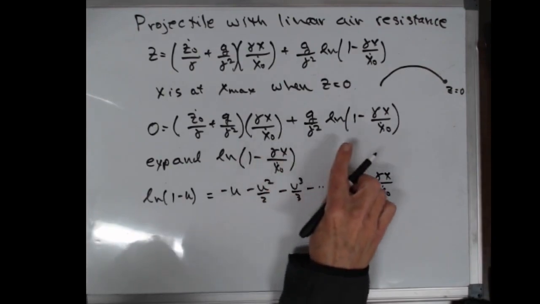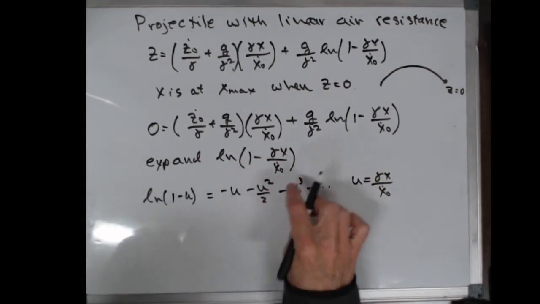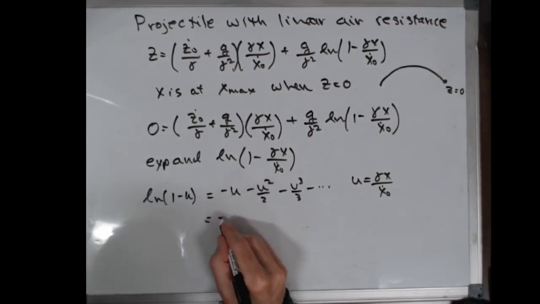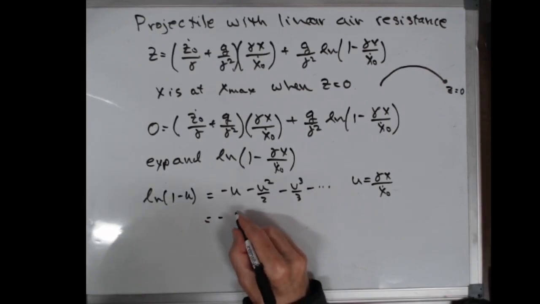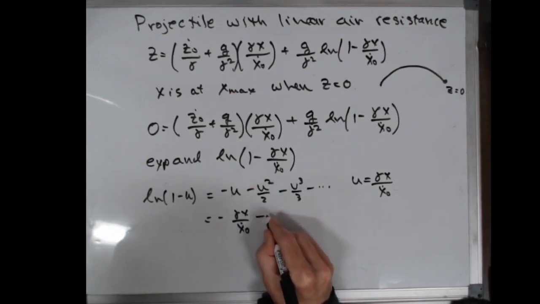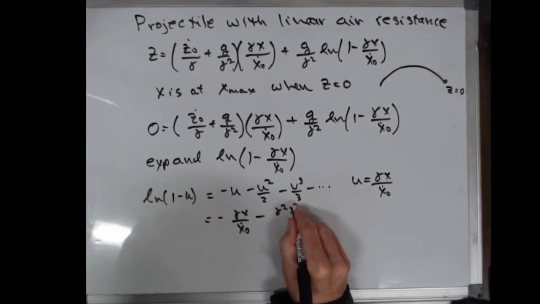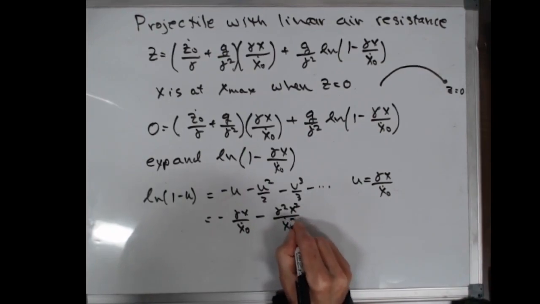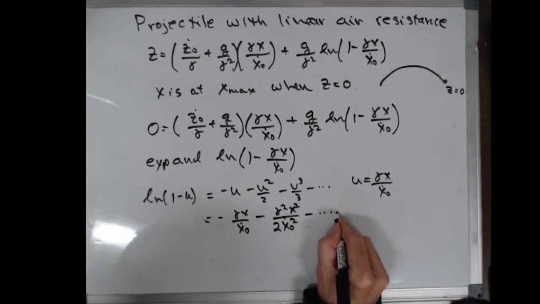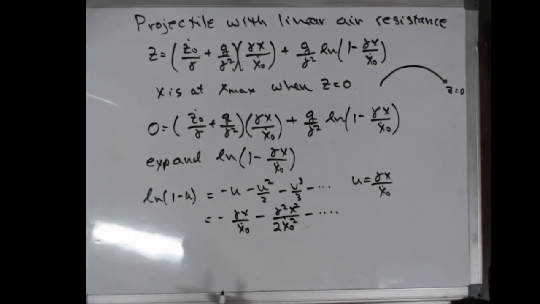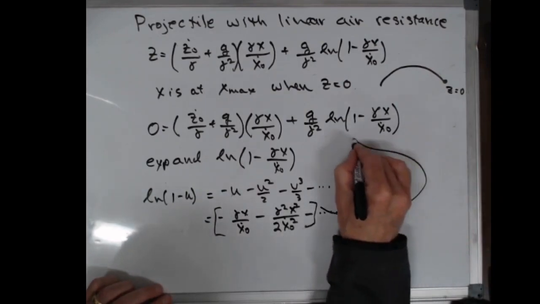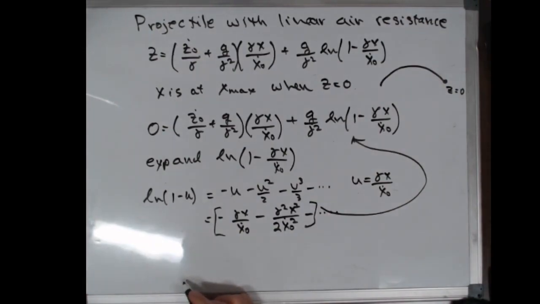And so we can substitute this in for this, and even if we just keep the first two terms, this is equal to minus gamma x over x naught dot, minus gamma squared x squared over 2 x naught dot squared, minus dot dot dot, like that. And we'll just keep the first two terms. And so we're going to take these two and stick them in for the log there.